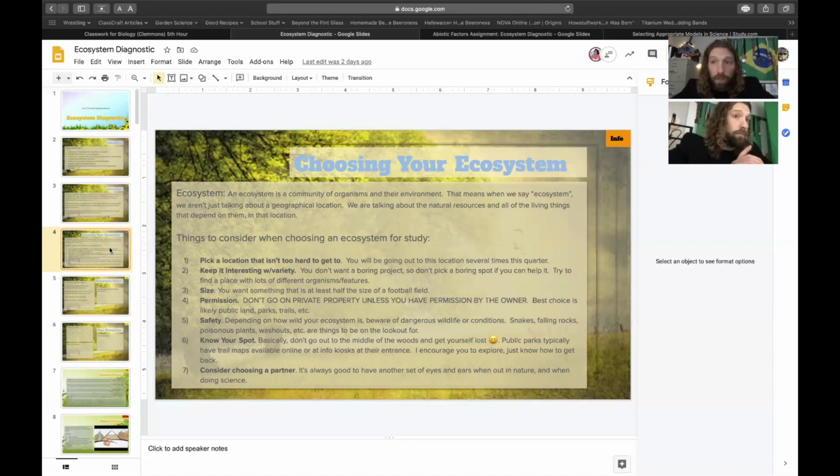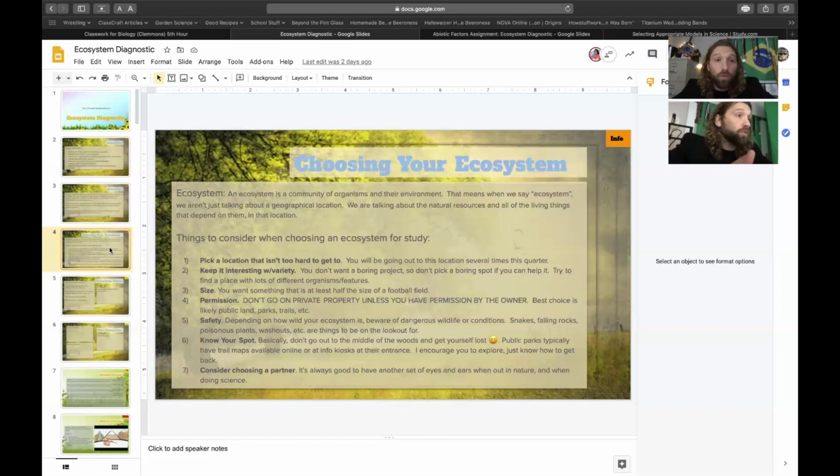Now, picking an ecosystem is fairly easy. You want to find something that actually has life in it, right? You don't want to just go out to the middle of a parking lot with a few stalks of grass here or there. That's not going to be very useful. You're not going to find much, and it's not going to be a fun project.